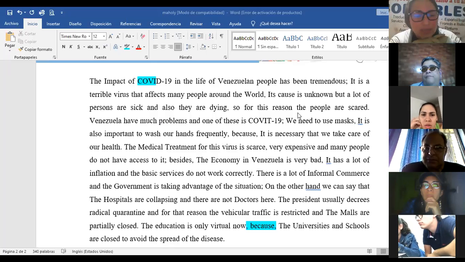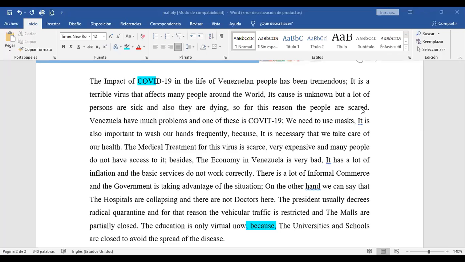So that's the exercise today. The impact of COVID-19 in the life of Venezuelan people has been tremendous. Ahí lo estamos diciendo, ahí es la grande. Vamos a empezar a hablar de qué tan tremendo es eso o qué tan fuerte ha sido tener esa enfermedad en Venezuela. Okay, so that's a period. Luego it says, it is a terrible virus that affects many people around the world. Its cause is unknown.